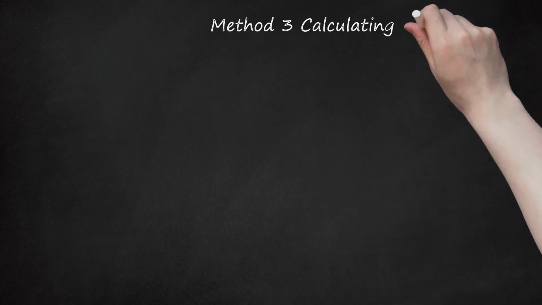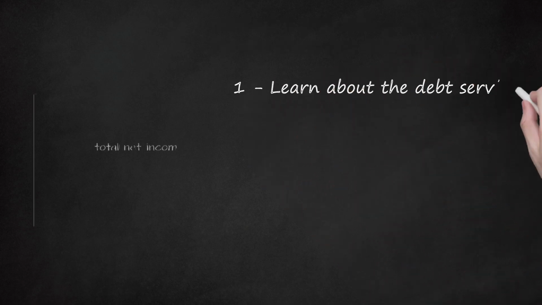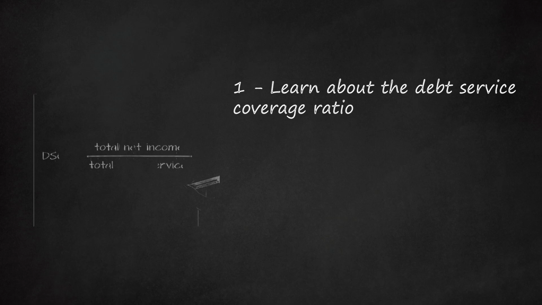Method 3. Calculating debt service coverage ratio. 1. Learn about the debt service coverage ratio. Knowing your total debt payments per month is important. But creditors like to look at the ratio of your total debt service to your total income in order to evaluate your creditworthiness. This is called the debt service coverage ratio, DSCR. The debt service coverage ratio, DSCR, measures the percentage of net income used for debt service coverage. It is calculated by dividing the total net income by the total debt service, using the equation DSCR equals total net income divided by total debt service.